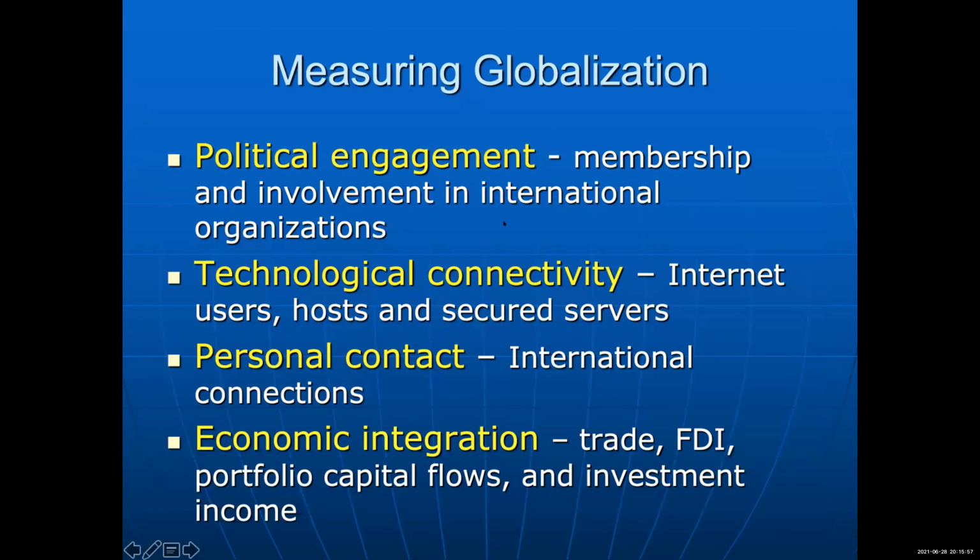Measuring globalization: political engagement, membership and involvement in international organizations. This is why you have what I call global organizations such as the World Health Organization. They are now involved in the whole discussion about the origins of COVID and trying to carry out an investigation into China. You have UNESCO, you have the World Bank, you have the International Monetary Fund. There are so many of them.